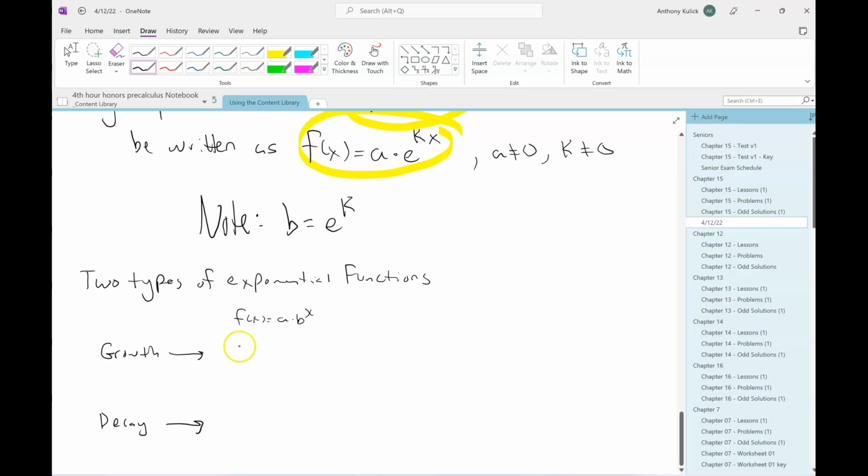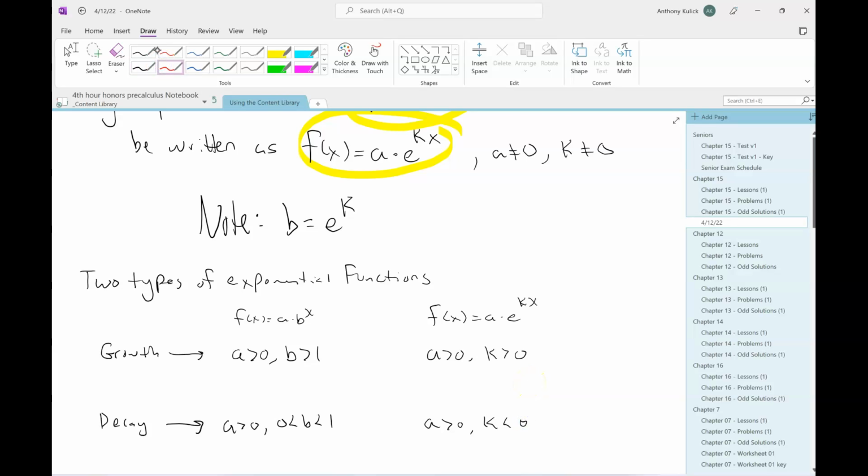So we have two different types of exponential functions. We have growth and decay. If we have the classic form of our exponential function where the a is positive and the b is greater than 1, that's a growth function. And if the a is greater than 0 and the b is between 0 and 1, that's a decay version. Or if we have the natural number-based version and the a is positive and the k is positive, it's growth. And if the a is positive and the k is negative, it's decay. And then the rules are flipped if the a is negative.